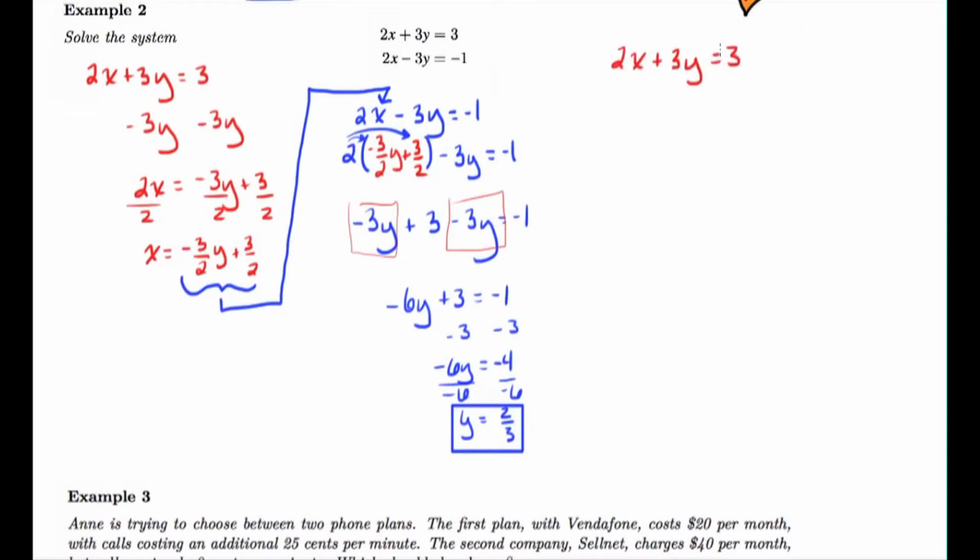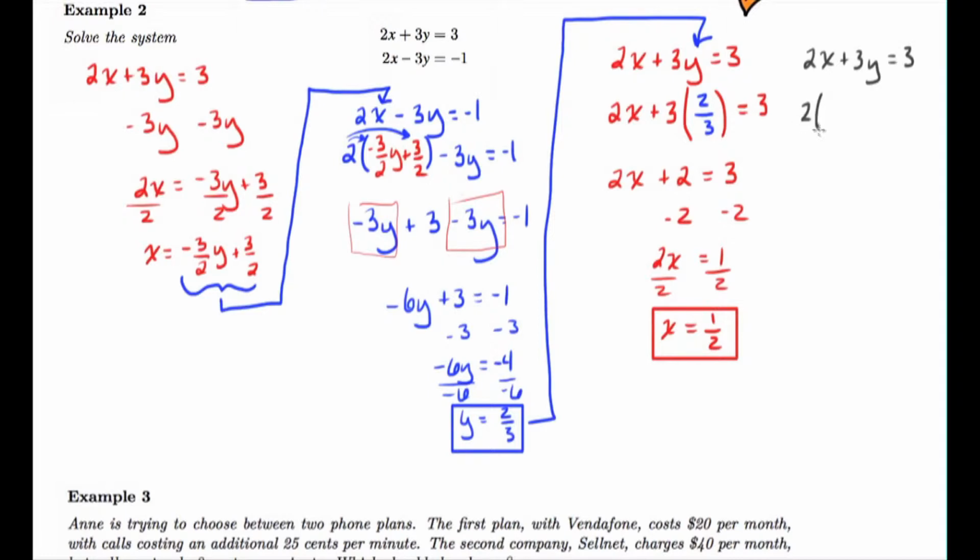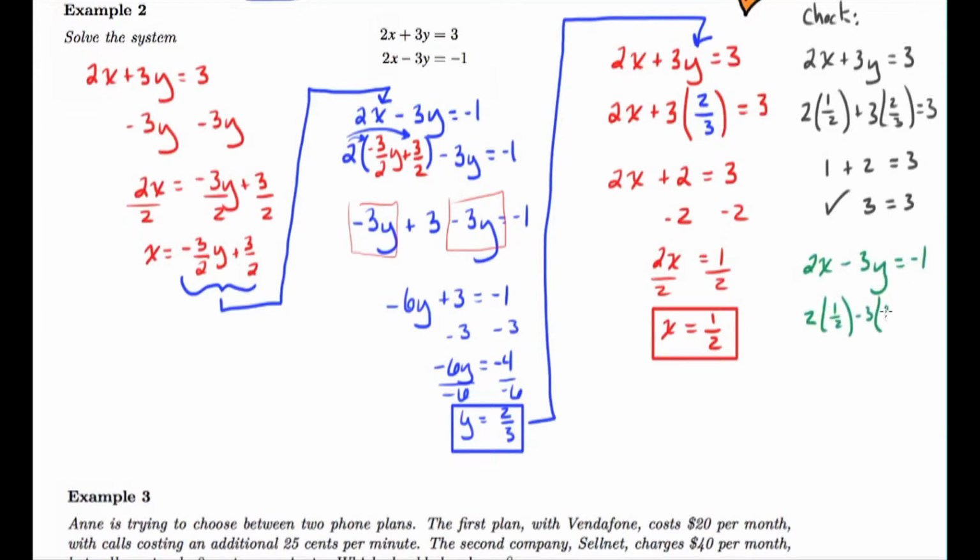So now I'm going to take the other equation, 2x plus 3y equals 3, and I'm going to substitute 2/3 in for y. 3 times 2/3 is 2, so that's nice. And when I solve for x, I end up getting 1/2. So I've got 1/2 and 2/3. Now I should check this solution with both equations, and mainly I do this just to make sure I didn't make any careless errors, and I see in this case it works.